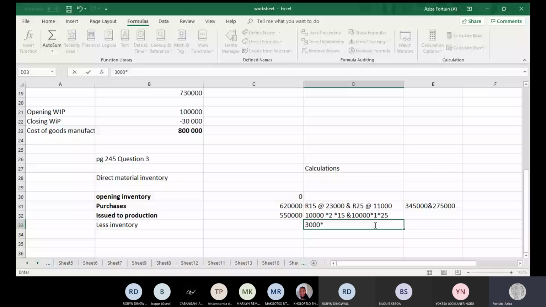Is each clock not 55 rand? No, we've been calculating your 15 rand, not the clock, the casing. But didn't they say it takes 2 casings and 1 insert to make a clock? You got the 550, that is what I got there as well. But instead of breaking it up and saying 2 times 15 times the 10,000, I did the total cost of one clock, which is 55, times the amount of units.